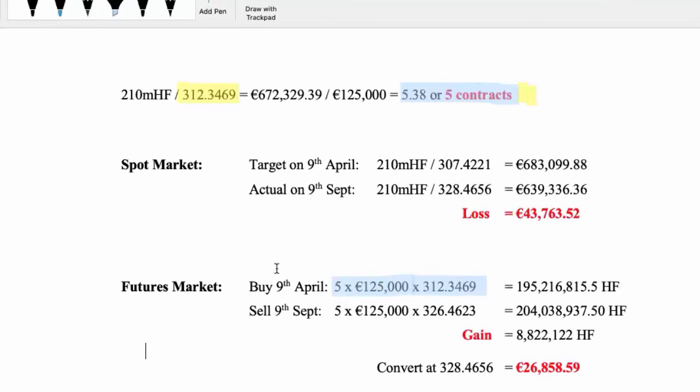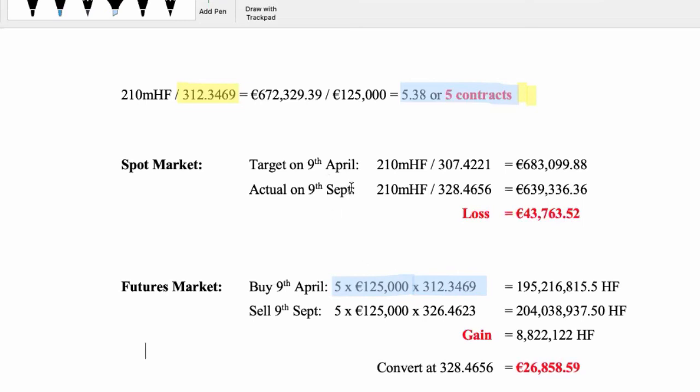Then we fast forward to the 9th of September. I have sell here. Why am I selling futures on the 9th? Because you've no use for them anymore. The futures are no good to me now. I want to close out on the 9th of September.